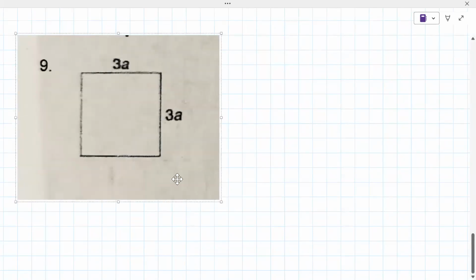So the instructions for 9 say, write an expression for the perimeter of the figure, then simplify the expression. So this is a square, and the reason I know it's a square is not because it looks like a square, it's because the top and the side are the same, which means that the others are also the same. And it's good to label the other sides.